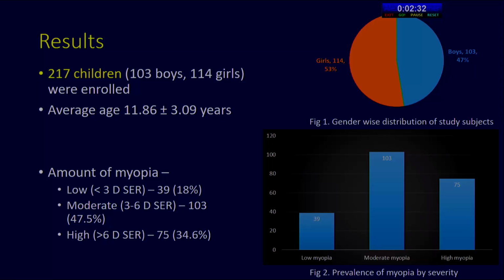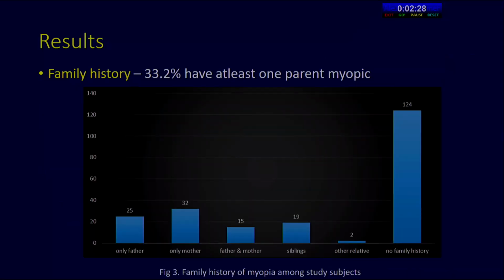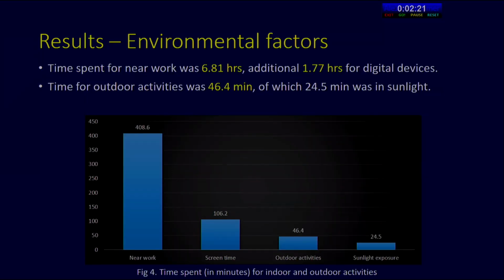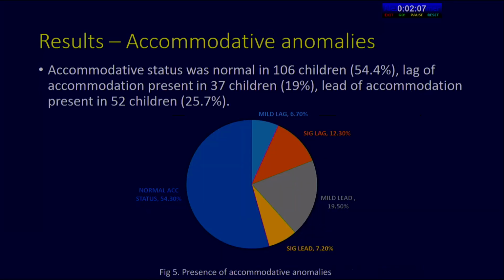Now coming to our results, girls and boys were almost equal, 53 to 47. The amount of myopia, most of them had moderate myopia between 3 to 6 diopters. Family history, at least 1/3 of the children had one parent myopic. And among the environmental factors, the total time spent for near work was 6.81 hours, along with additional 1.77 hours for digital devices, but for outdoor activities, only 46 minutes was given. And at least 46% had some kind of accommodation anomaly. Lead was more common than lag.